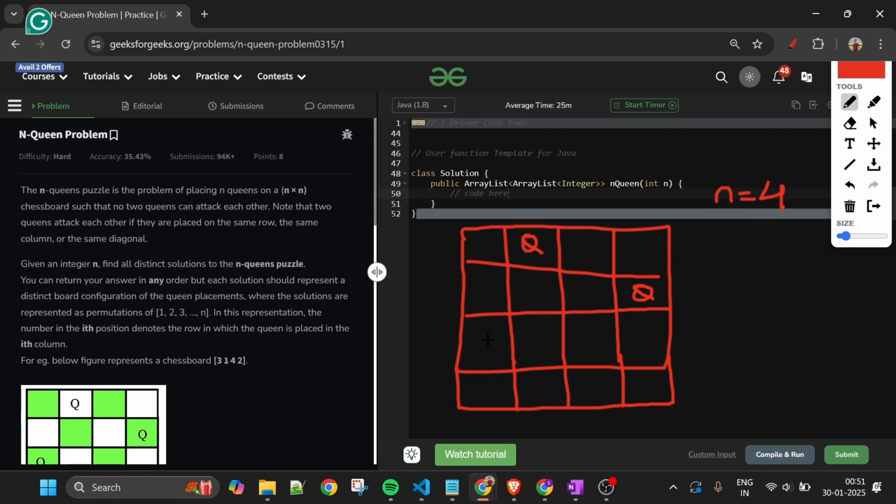The second queen is done. Third queen, where do we place it? I can place the third queen here. Why? Because look, it is not being attacked by any other queen for now. Nothing is colliding, so it's okay. In only one row one queen can be placed, so I will move to the final row. Can I place it here? No. Here? No. Here? Yes, I can place it. So the fourth queen I will place here.